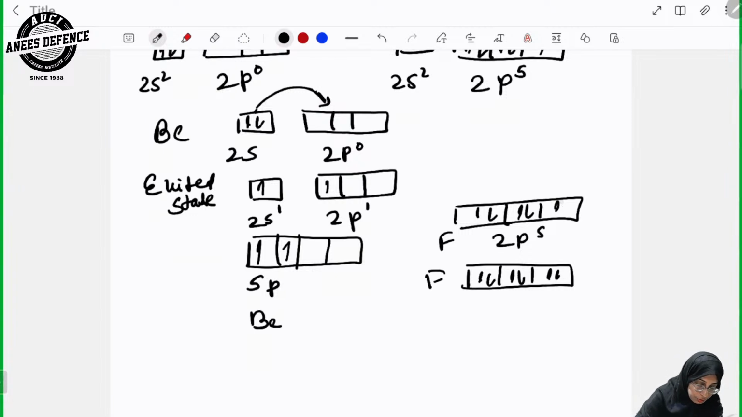One electron will accommodate here and one will accommodate here, thus forming the two bonds with beryllium, BeF2. One sp with this p orbital of fluorine and this other sp with the p orbital of the other fluorine.